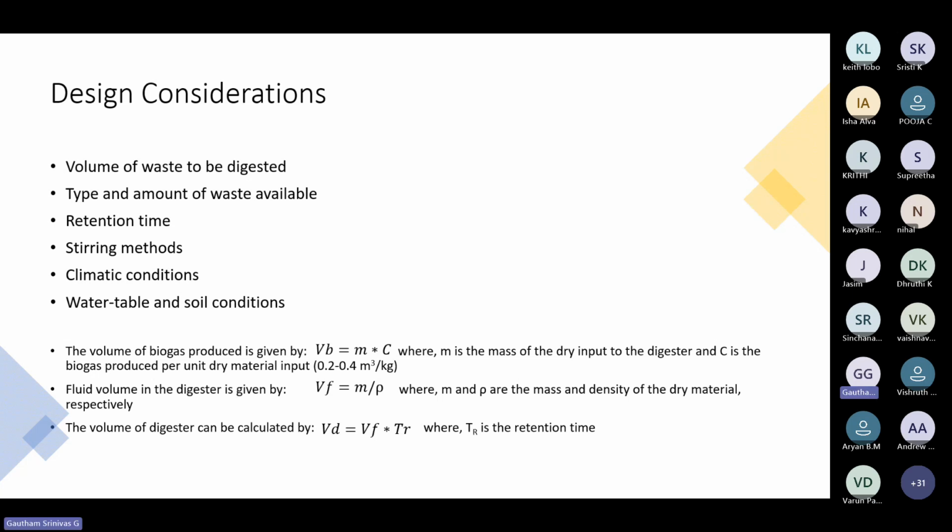The fluid volume in the digester is given by a straightforward formula: volume equals mass by density. Density equals mass by volume, and from that you get this.